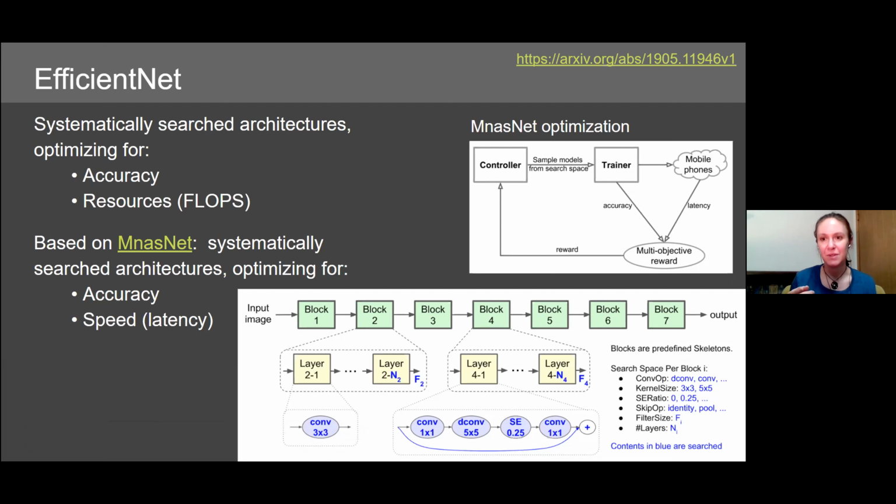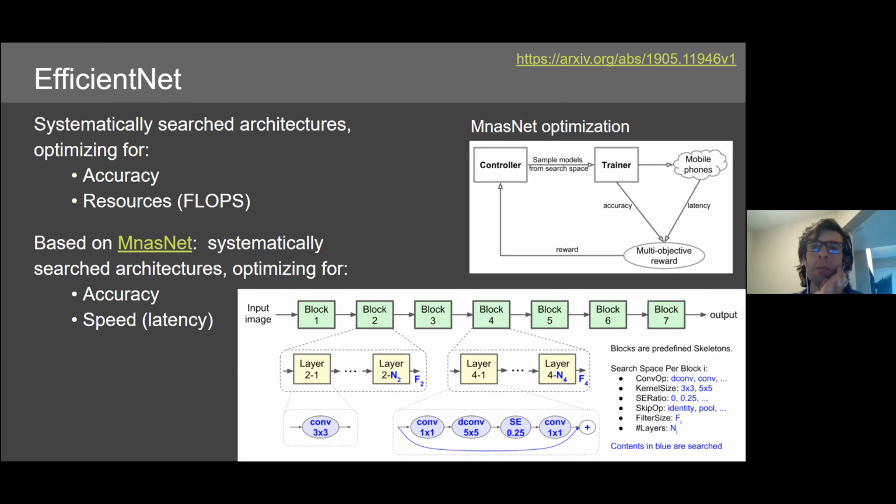to get an architecture that was accurate with either, in the case of MNASNet, a short latency, or in the case of EfficientNet, a low number of resources or FLOPs. Any questions about that?